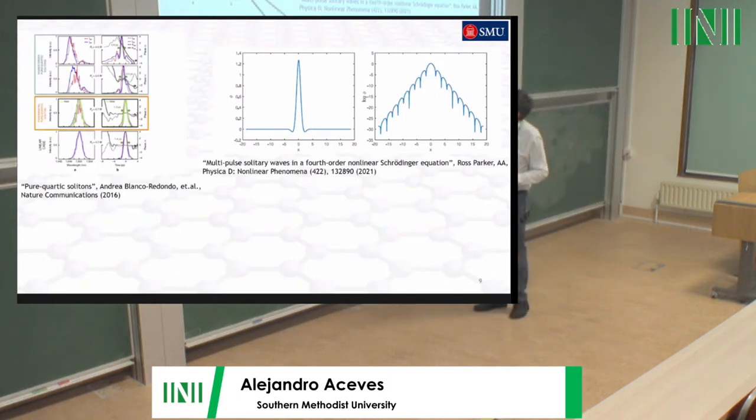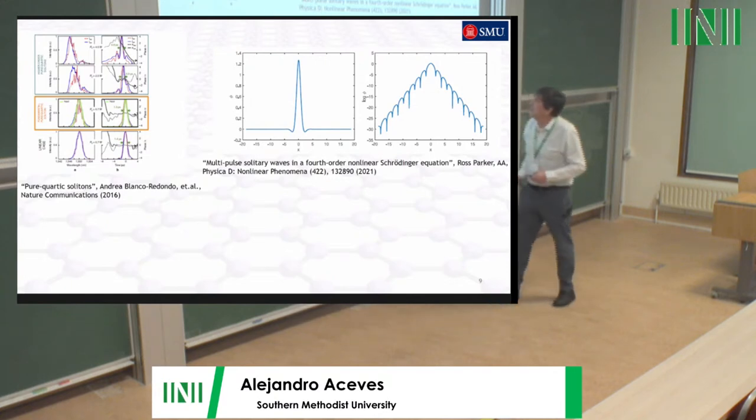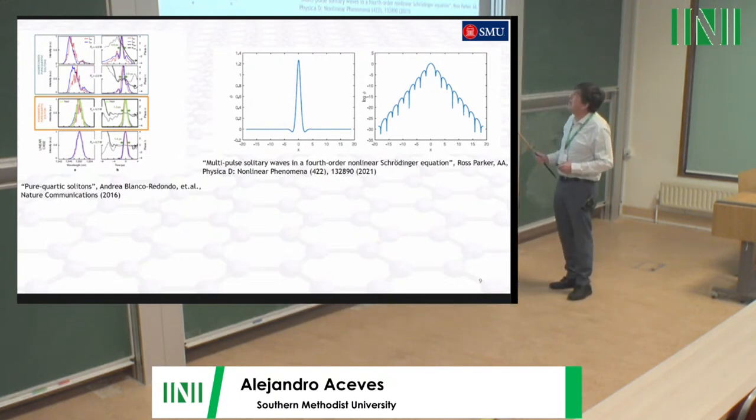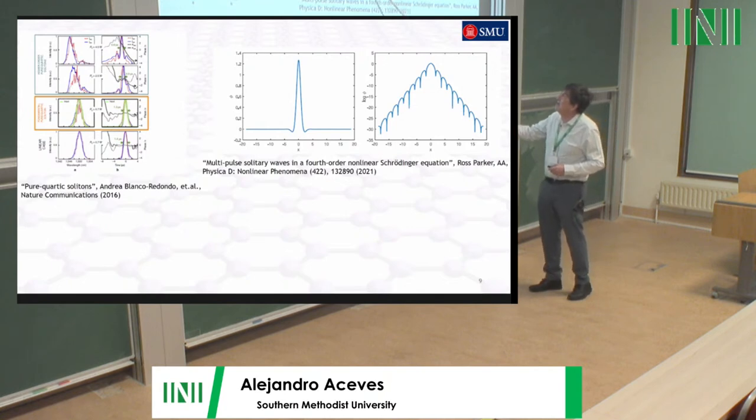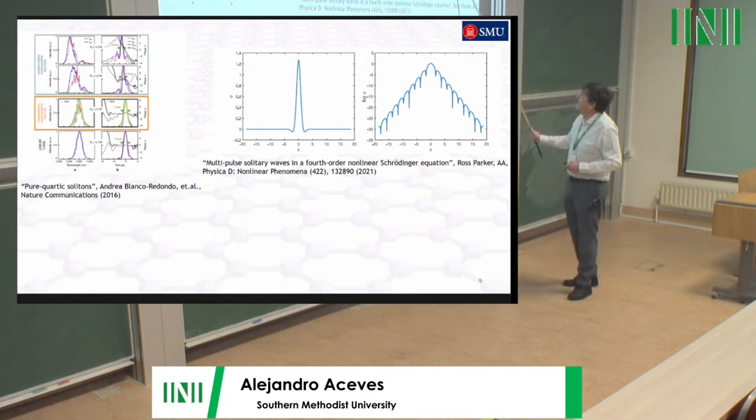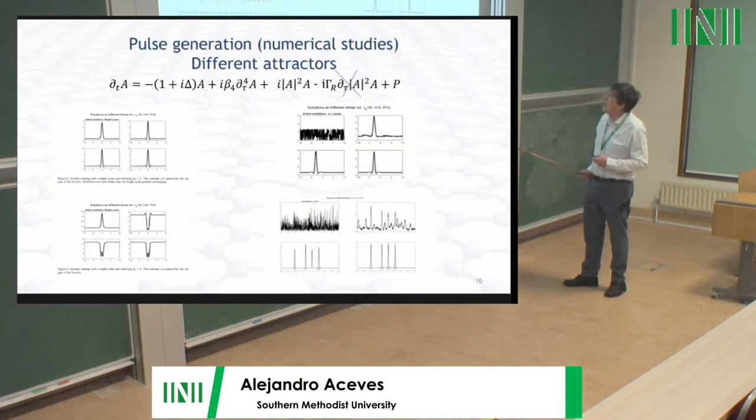In the experiments, what is important to see in these pictures is that the phase is flat. So it's not a chirped pulse. It's a well-established pulse with an interesting feature: the tails have a different profile. And this is in log scale how the pulse behaves.